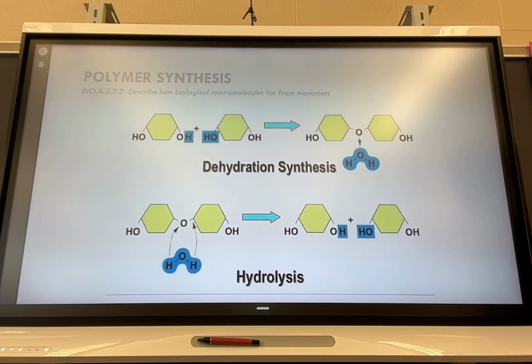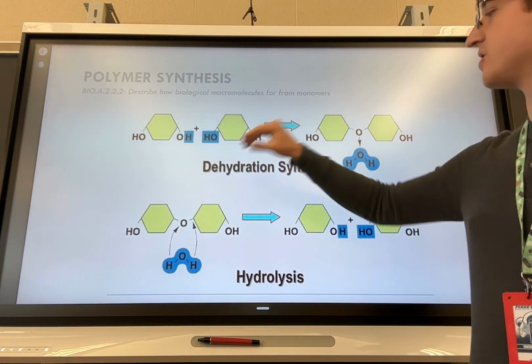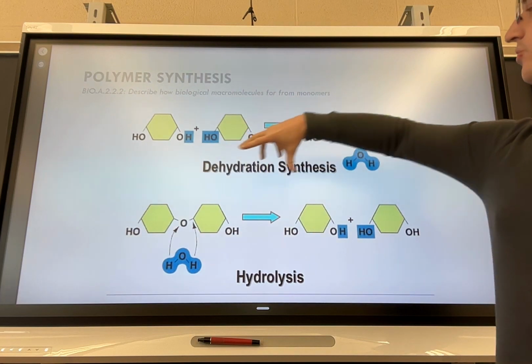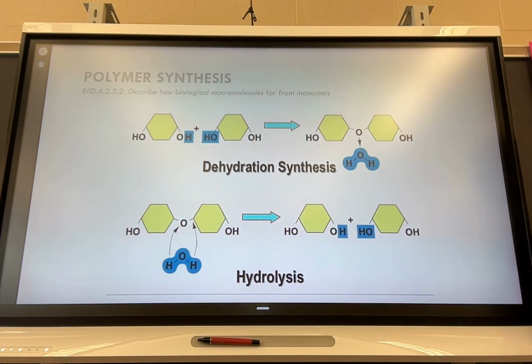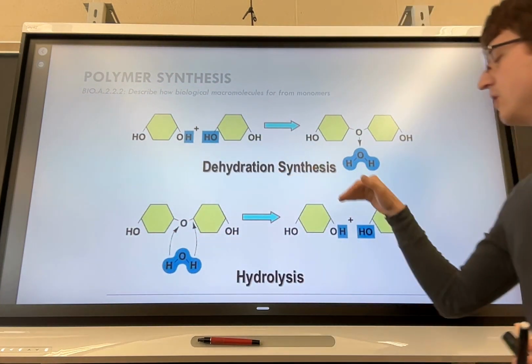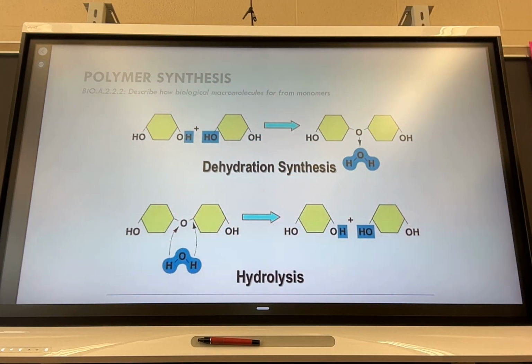So just comparing the two, you see dehydration synthesis. Dehydration means to lose water, so we are going to take these hydroxyls and remove them to form that bond between the monomers. Hydrolysis, we are adding the water back in to split it apart back into its monomer subunits.